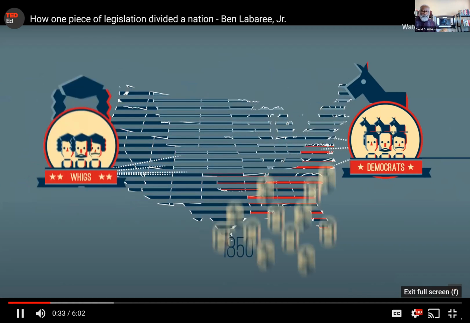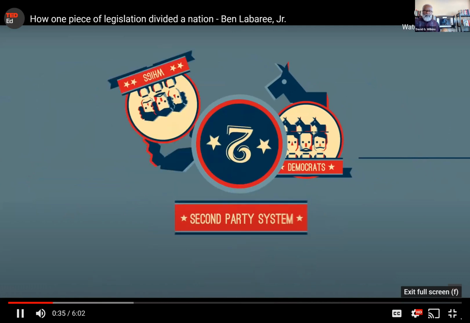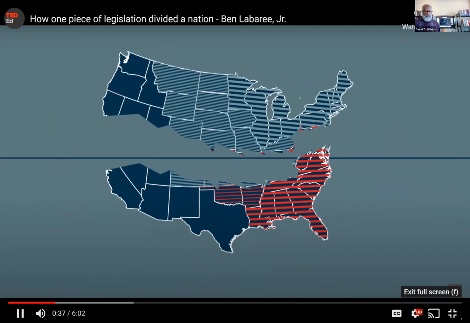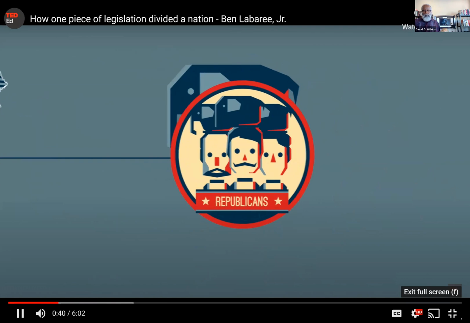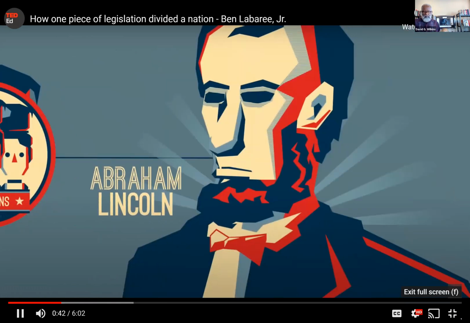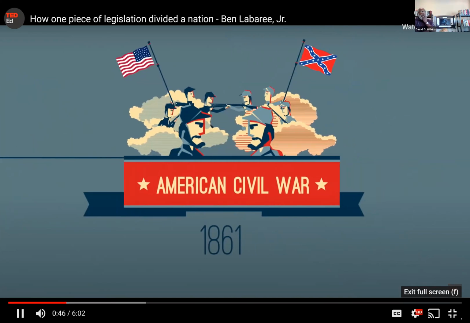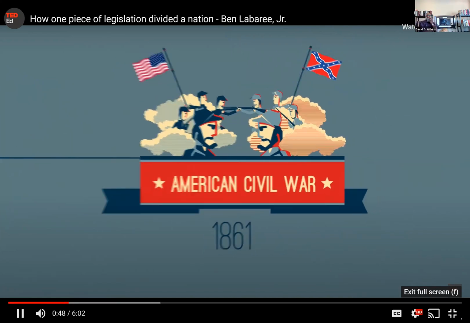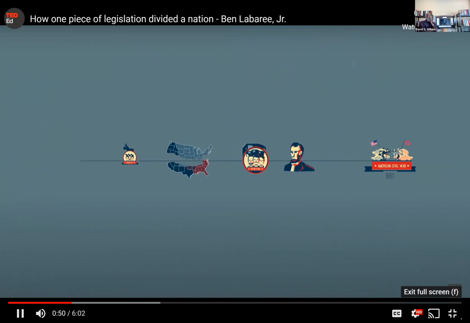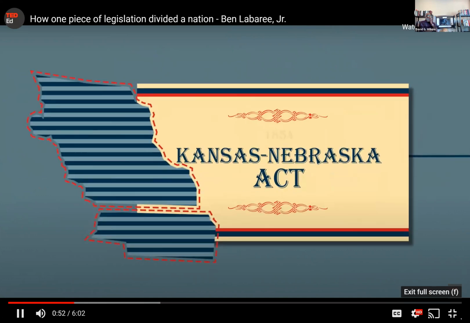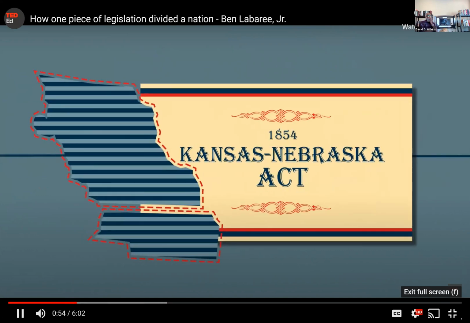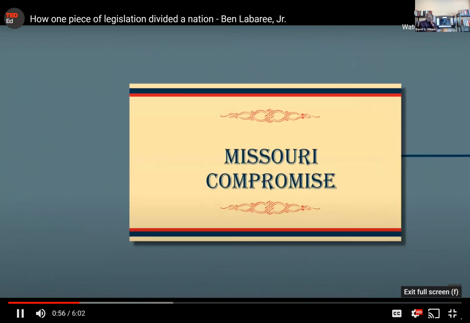The collapse of this second party system was at the center of increasing regional tensions that would lead to the birth of the Republican Party, the rise of Abraham Lincoln as its leader, and a civil war that would claim over 500,000 lives. And if this collapse could be blamed on a single event, it would be the Kansas-Nebraska Act of 1854. The story starts with the Missouri Compromise of 1820.